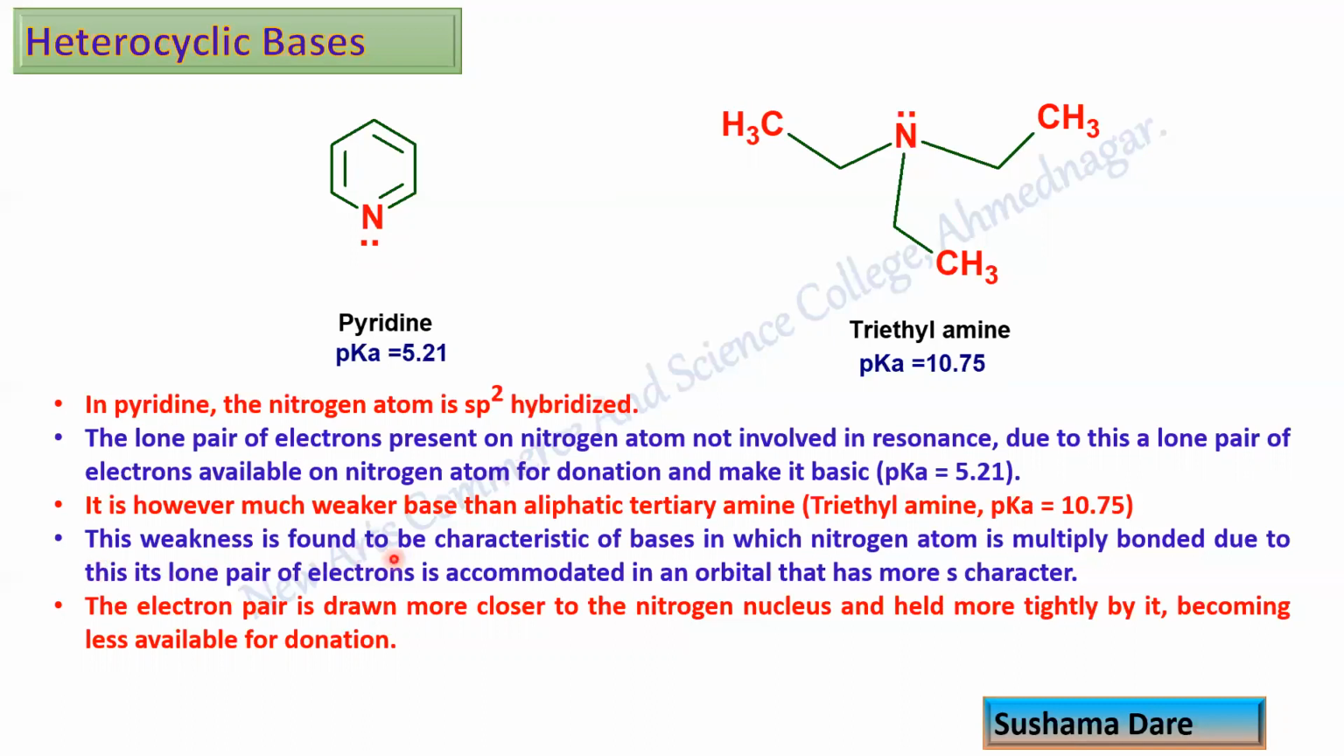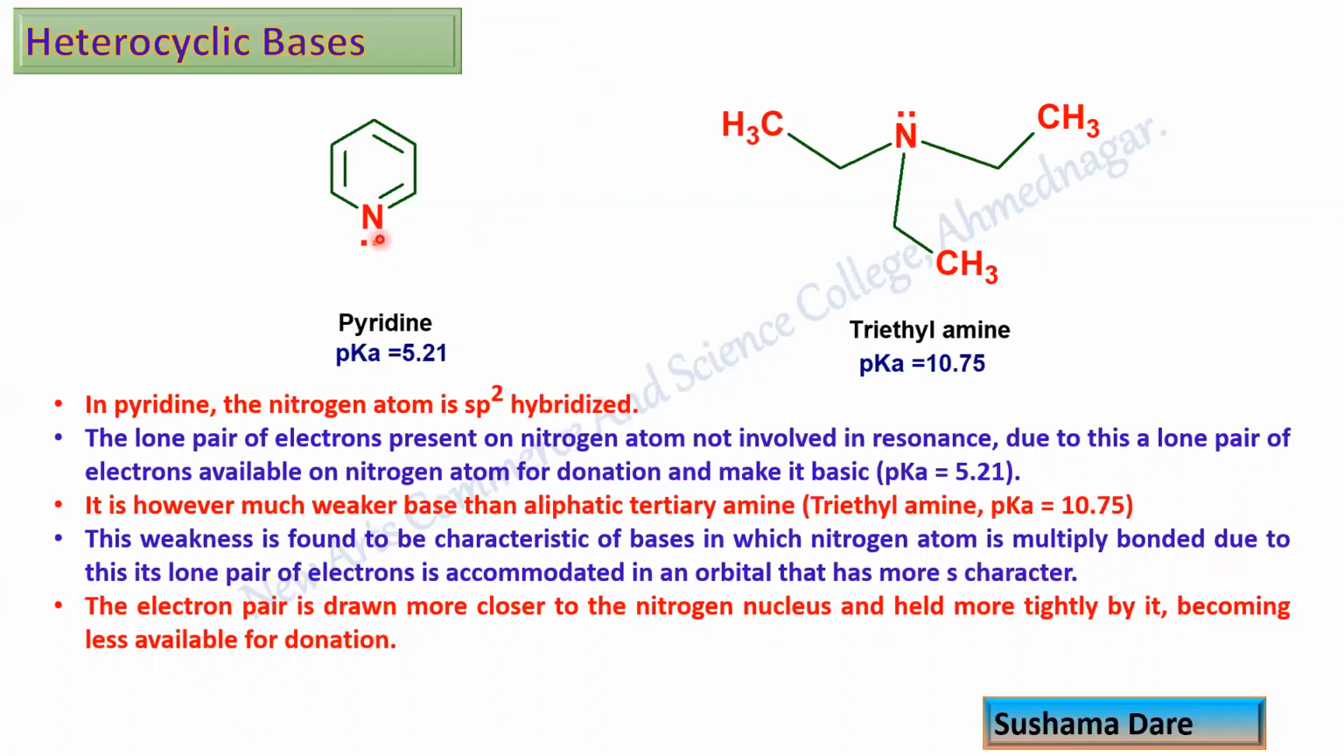This weakness is found to be characteristic of bases in which the nitrogen atom is multiply bonded. Due to that, its lone pair of electrons is accommodated in an orbital that has more s character. The electron pair is drawn closer to the nitrogen nucleus and held more tightly by it, becoming less available for donation.